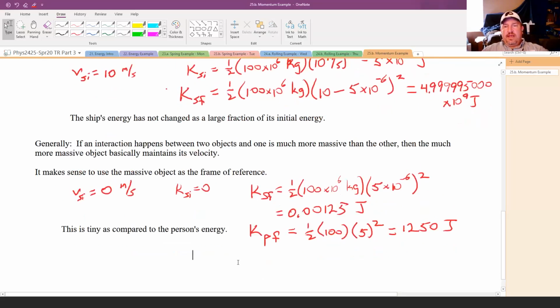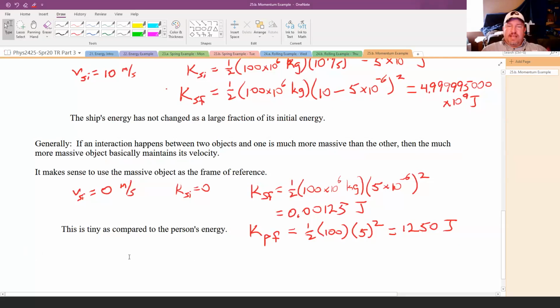So as you can see, the person got most of the energy that was released when they jumped off the spaceship. The spaceship got a very, very tiny fraction of that energy, and that allows us to use the massive object, such as, for example, the Earth, when a person jumps off the Earth, as the frame of reference, and basically assume that the smaller object gets all of the energy that is released in that situation.